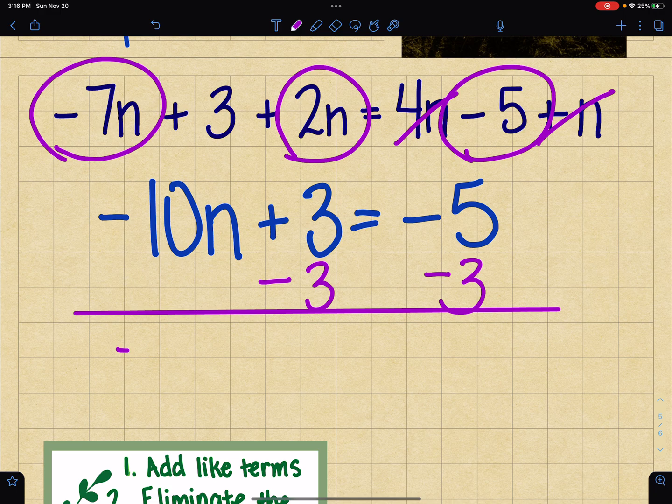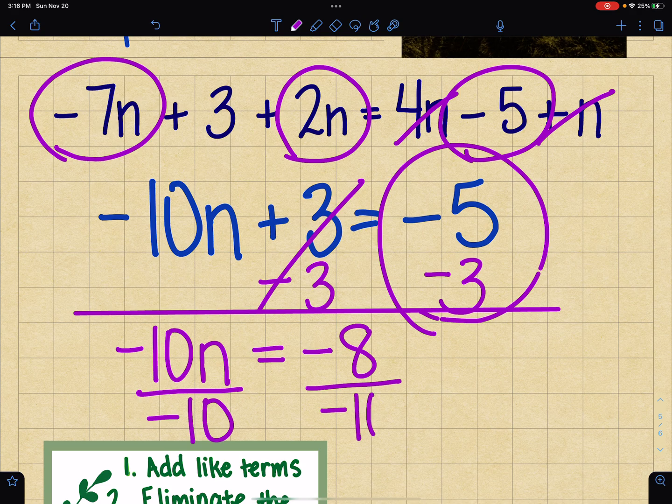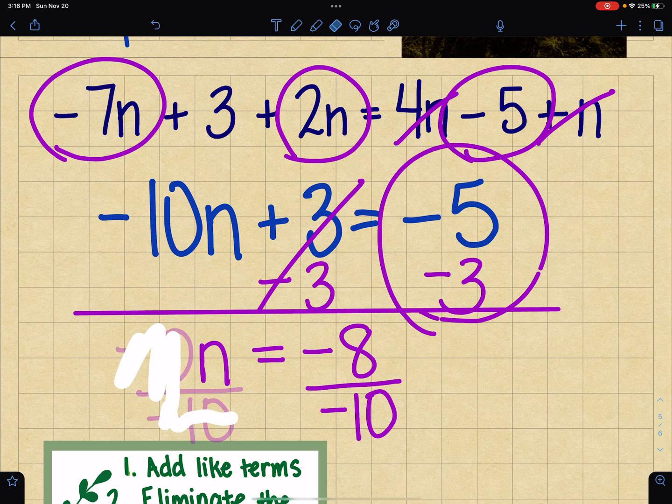So I'm going to bring down negative 10n. That's 0 is equal to negative 5 minus 3, which is going to be negative 8. And then if I subtract both sides by minus 10, then these cancel out, the minus 10 over minus 10. So I have n is just equal to negative 8 over negative 10.